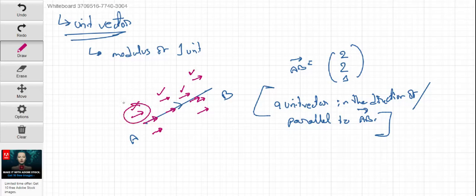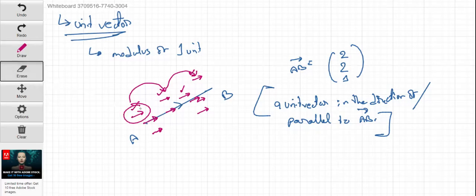So when a vector has the same length and the same direction as another vector, they're basically the same vector. So what I'm asking you is to find me one of these vectors, just one of them. And that will be a unit vector in the direction of AB.